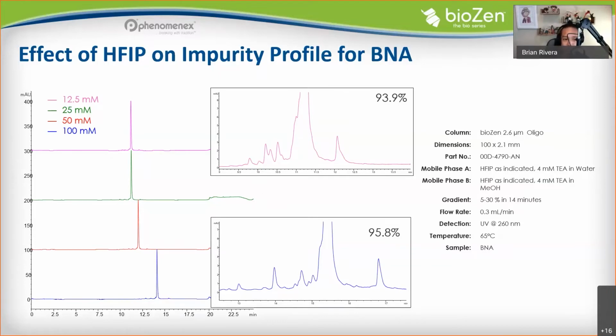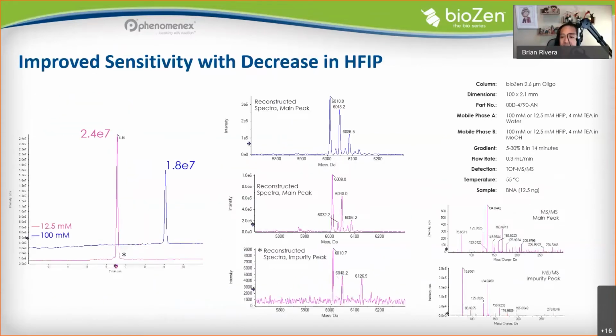And so, it's one thing to say that you are improving the chromatography, but it's another thing to actually look at some of the gains that we see from a mass spec perspective. So, again, looking at 100 millimolar, kind of the mainstay for HFIP concentration, compared to 12.5 millimolar here, seems to be about a 20 to 30% difference in sensitivity. And really that extra sensitivity in the later eluting peak is actually shown here. And so because of that extra sensitivity, we get even better characterization as well.